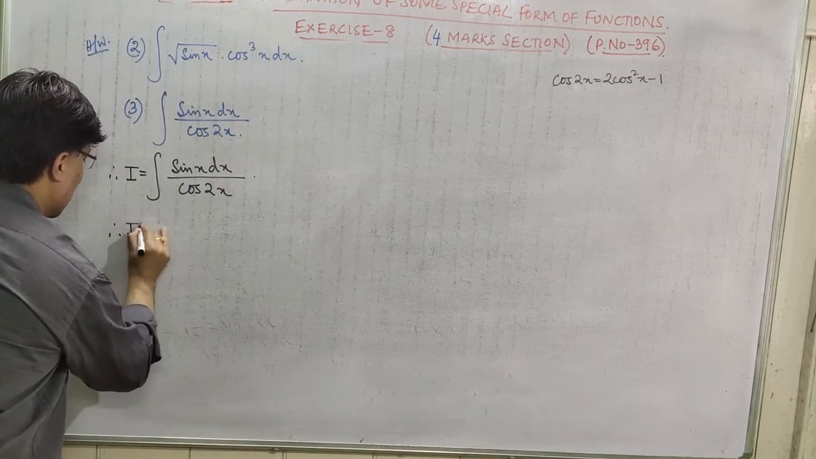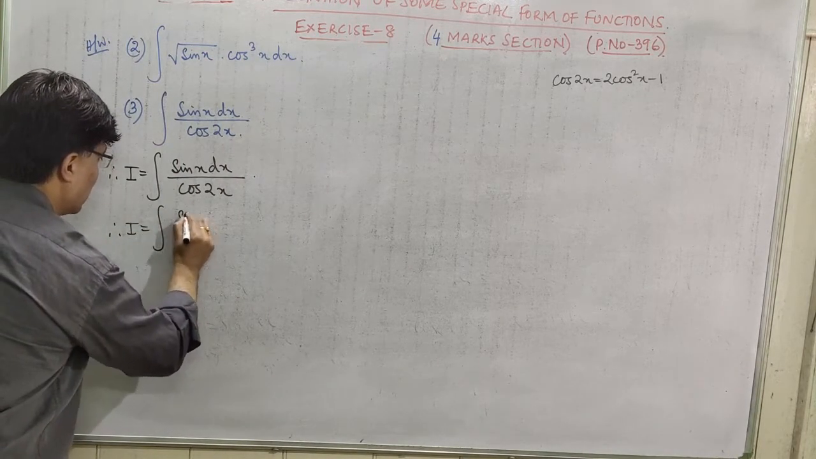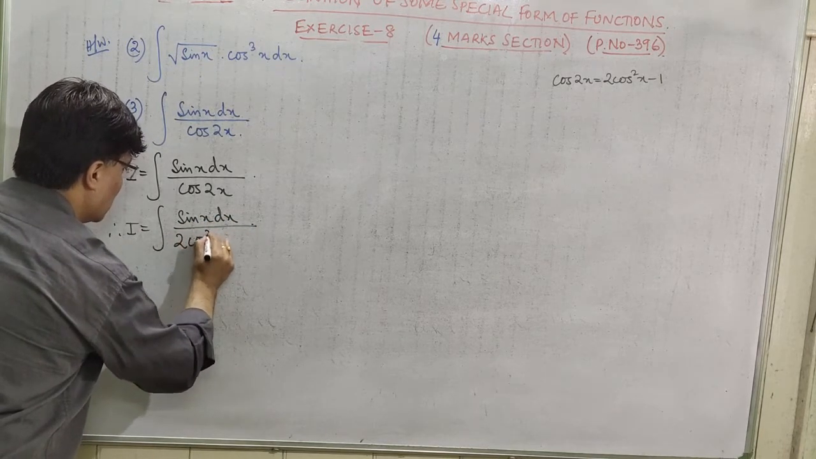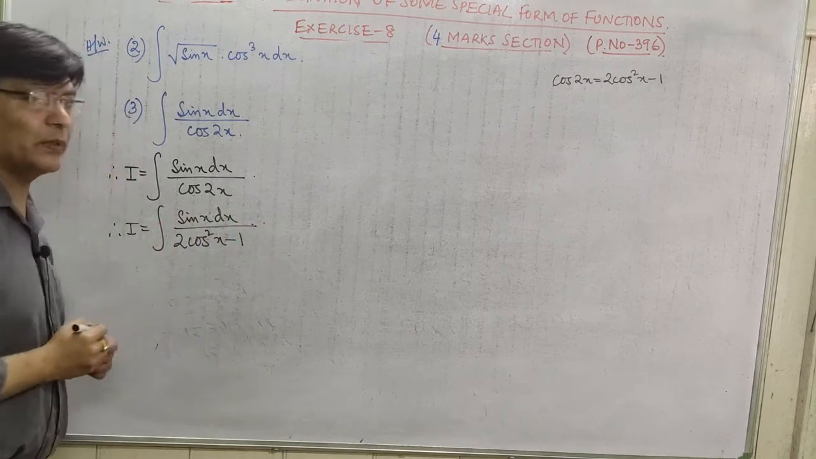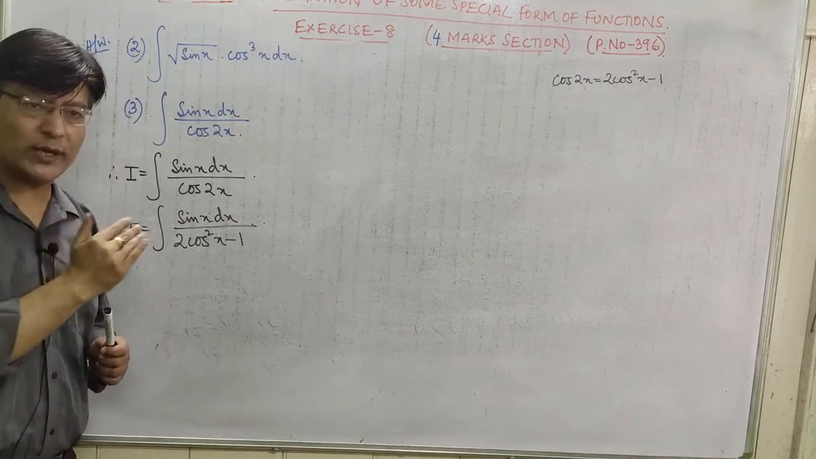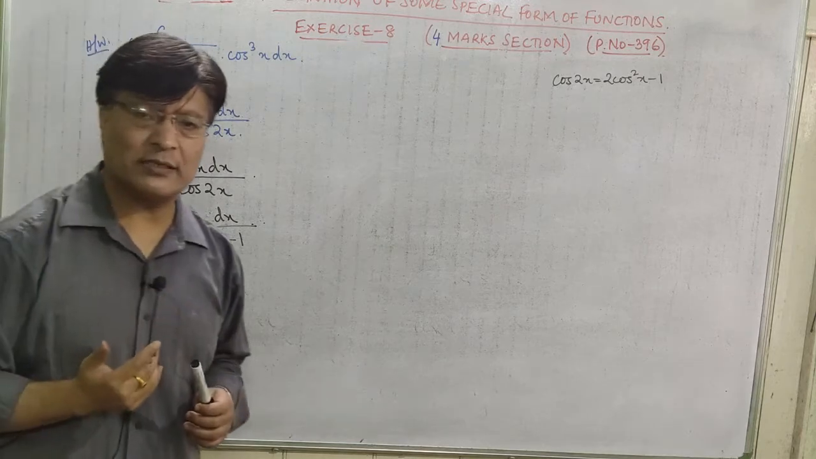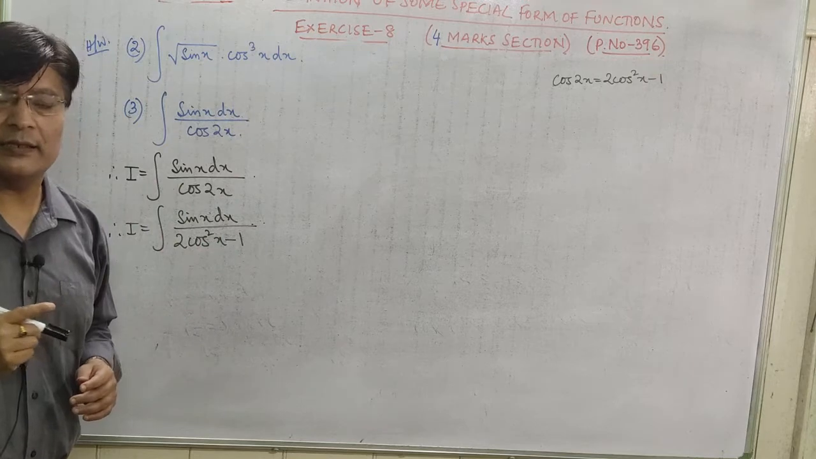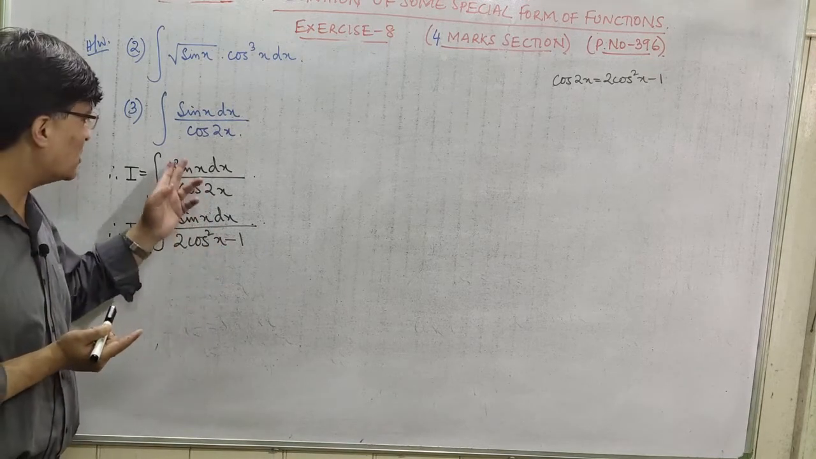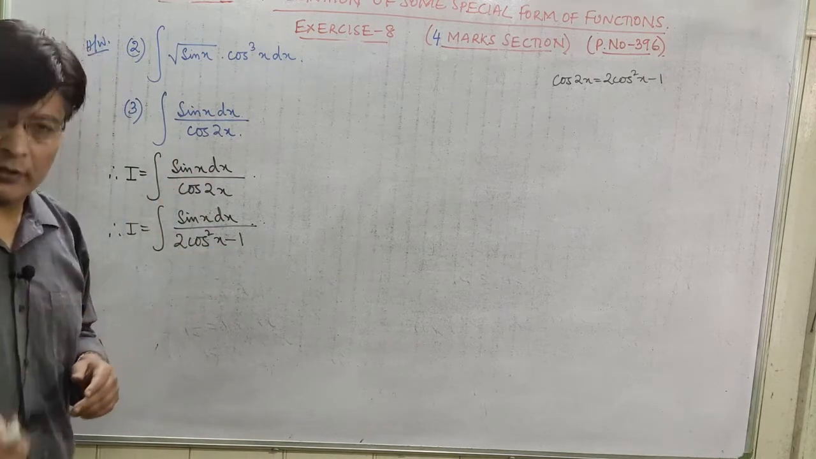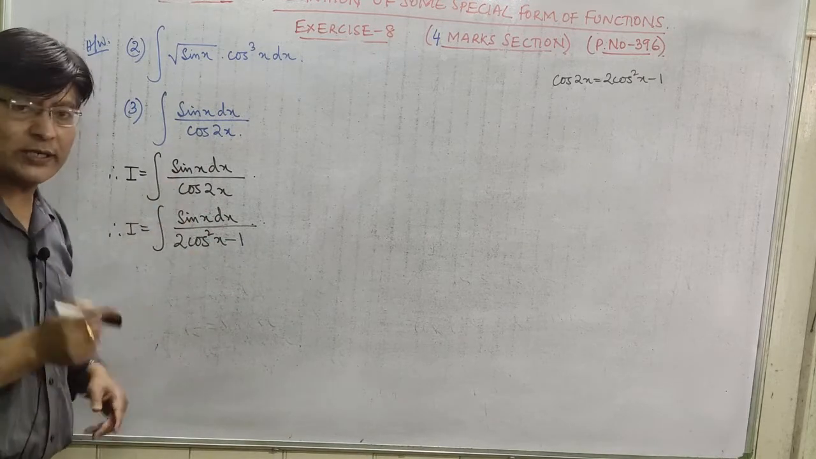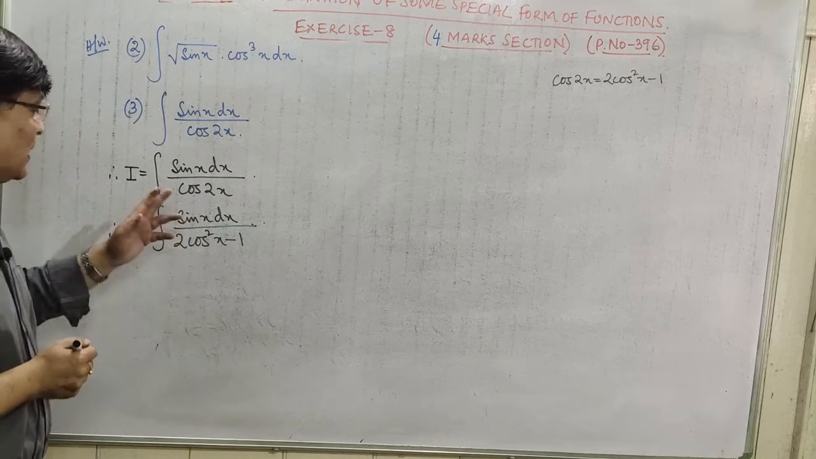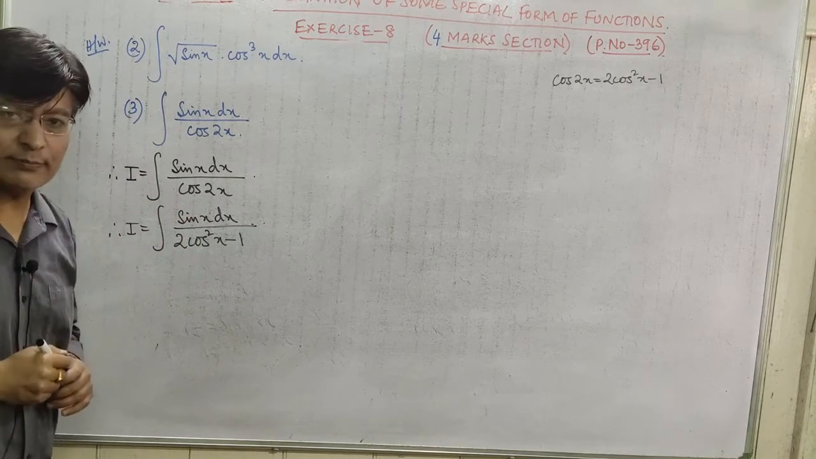So here let us write I is equal to integration of sin x dx divided by 2 cos square x minus 1. We have changed this cos 2x in terms of cos x, because you know that the differentiation of cos x is minus sin x, and in the numerator sin x is given. So what is the formula for cos 2x in terms of cos x? It is 2 cos square x minus 1.